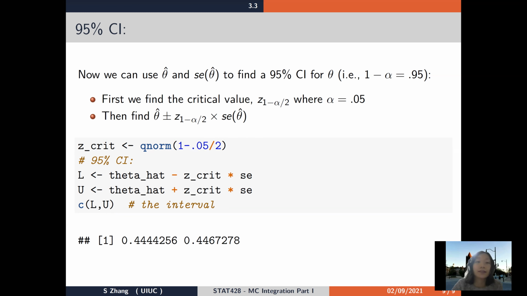Now we are ready to find the 95% confidence interval. The lower bound is given by theta hat minus z times the standard error of theta hat. And the upper bound is quite similar, but we replace minus by plus. And then this interval, lower to upper, which is from 0.4444 something to 0.4467, is a 95% confidence interval for our theta. In other words, there is a 95% probability that this interval actually contains our true parameter theta.